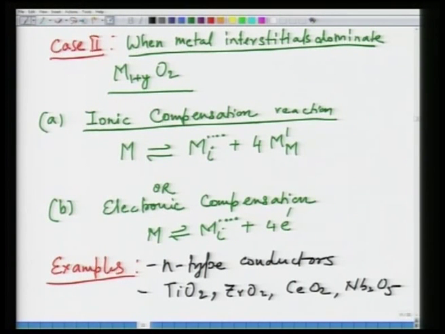So the difference in the two cases is the number of electrons created, the relative proportion of the two defects. Examples of such cases could be n-type conductors, materials such as TiO2, zirconium oxide, cerium oxide, Nb2O5. So now we will look at the case of metal deficient oxides.